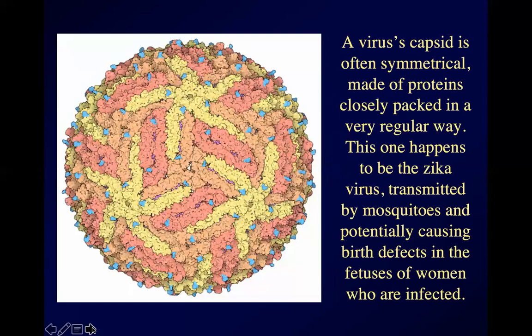So there's a virus capsid. This one happens to be one that people were very concerned about a few years ago. It's the Zika virus. This is the one that can cause damage to fetuses in a pregnant woman. And you're looking at a model of the capsid, and each of those colored areas is a different protein. And you can see how they pack together in this very regular, very geometric way.